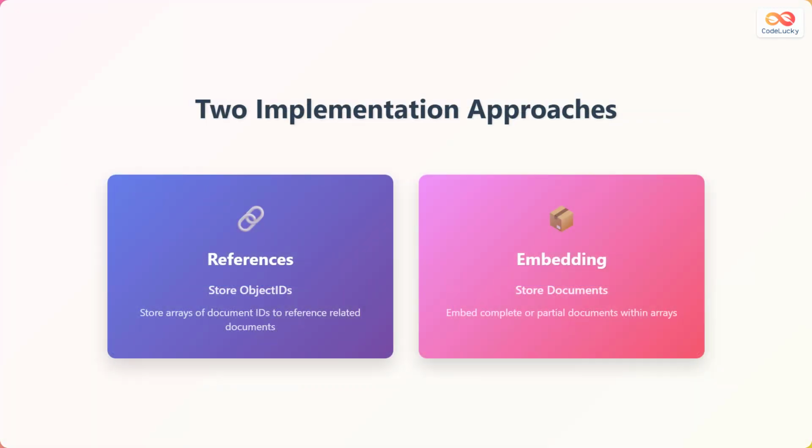There are primarily two approaches to implementing many-to-many relationships in MongoDB. The first approach is using references, where we store object identification numbers. The second approach involves embedding, where we store the actual documents or part of them.